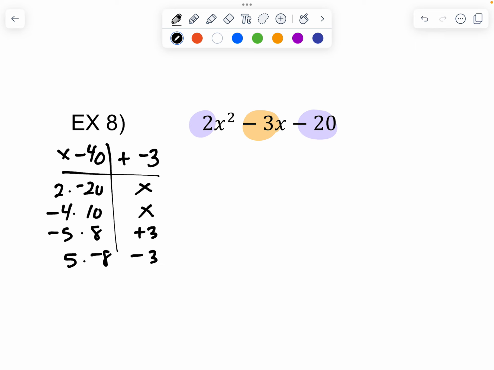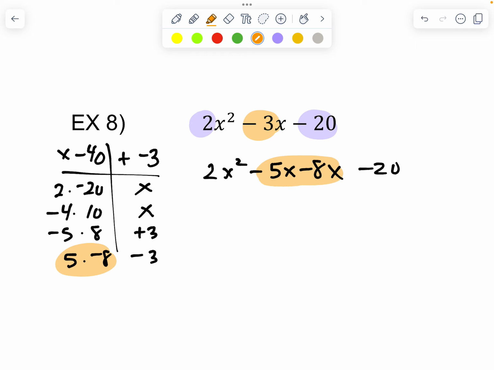That's what we want. So we're going to take these 2 magic numbers here, and we're going to split the middle. We're going to rewrite this. Instead of a negative 3x, we're going to write it as 5x minus 8x minus 20. Notice, well, it's supposed to be a positive 5 there, sorry. Those add up to negative 3. So we didn't really change the problem. All we did is we gave 2 different numbers that add up to negative 3.